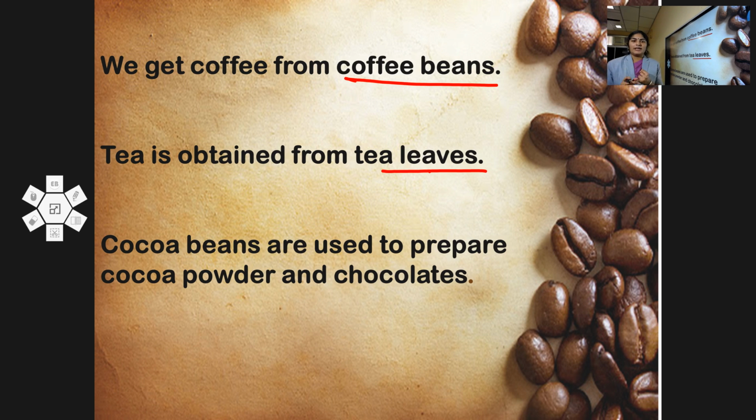Understood? So the first one we learned is coffee. We get coffee from coffee beans. Coffee beans are the seeds of the coffee plant. Clear? Then we learned tea. We get tea from the tea leaves.